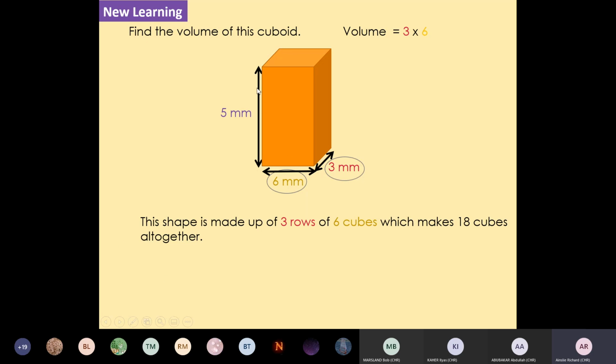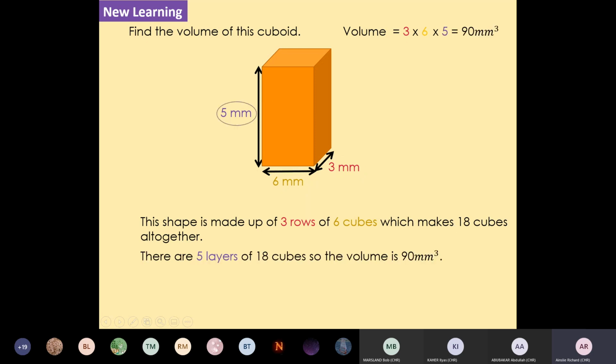And how high does this go? By 5. So you've got 5 layers of that 18. So we simply multiply it by 5 and we get 90 millimeters cubed. You simply multiply all the digits together. You can do it in any order, can't you? So 5 times 6, which is 30, and then 30 times 3 is also 90 millimeters cubed. It doesn't matter which order we multiply in.